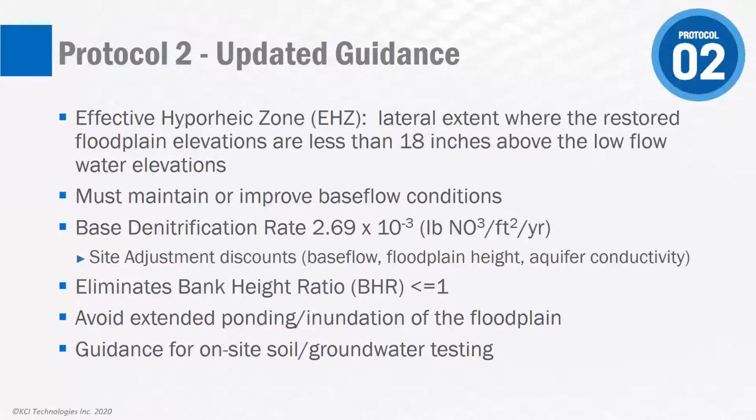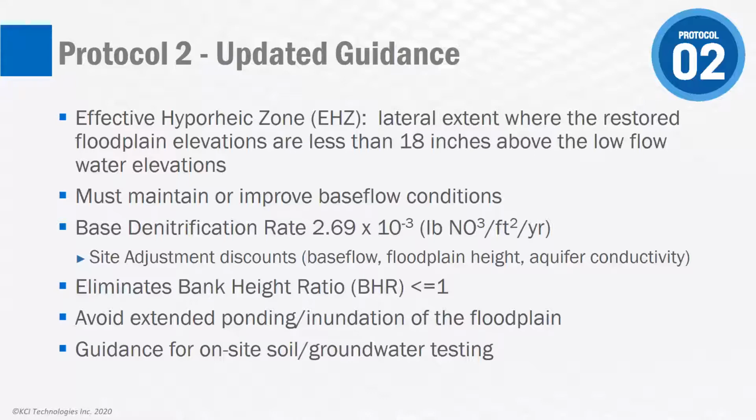Talk more about Protocol 2. The effective hyporheic zone is defined as the lateral extent where the restored floodplain elevations are less than 18 inches above the low flow water elevation. So this represents the typical root zone that facilitates hyporheic exchange and provides a carbon source for denitrification.